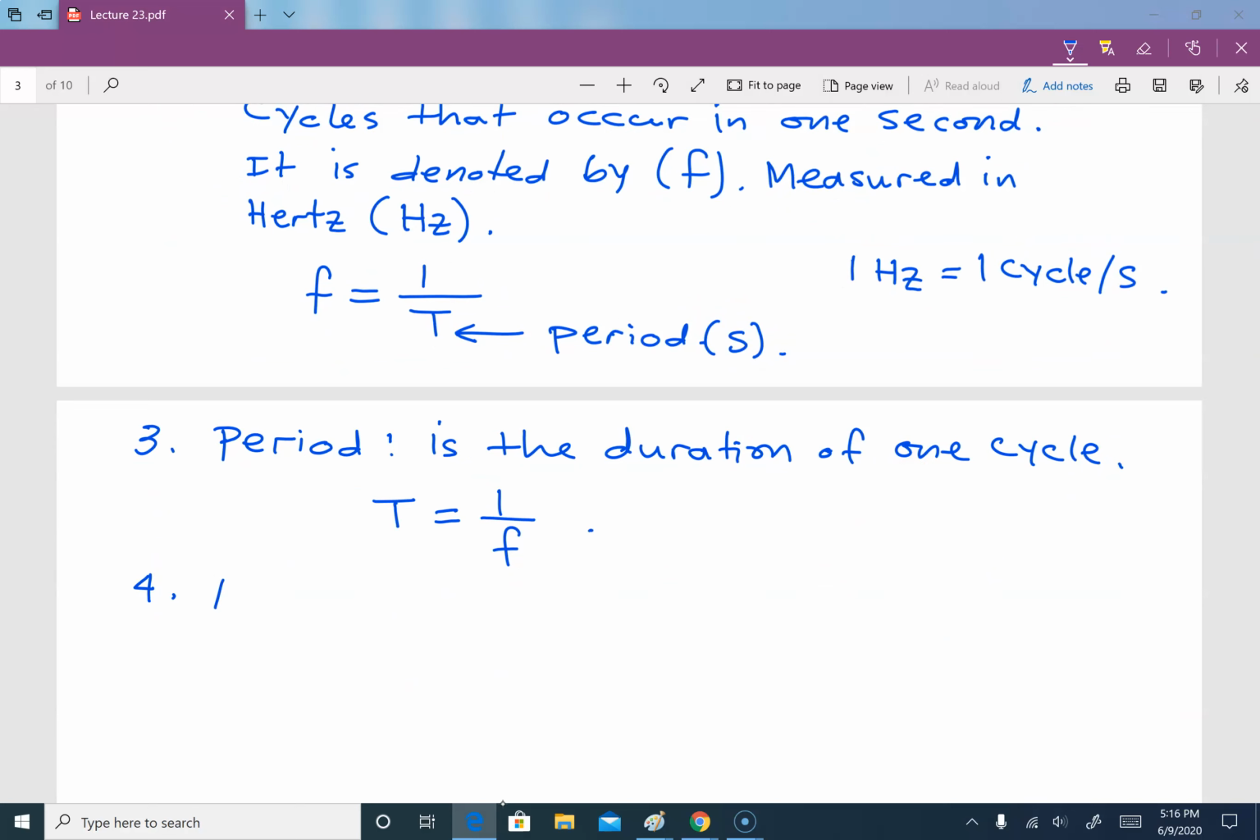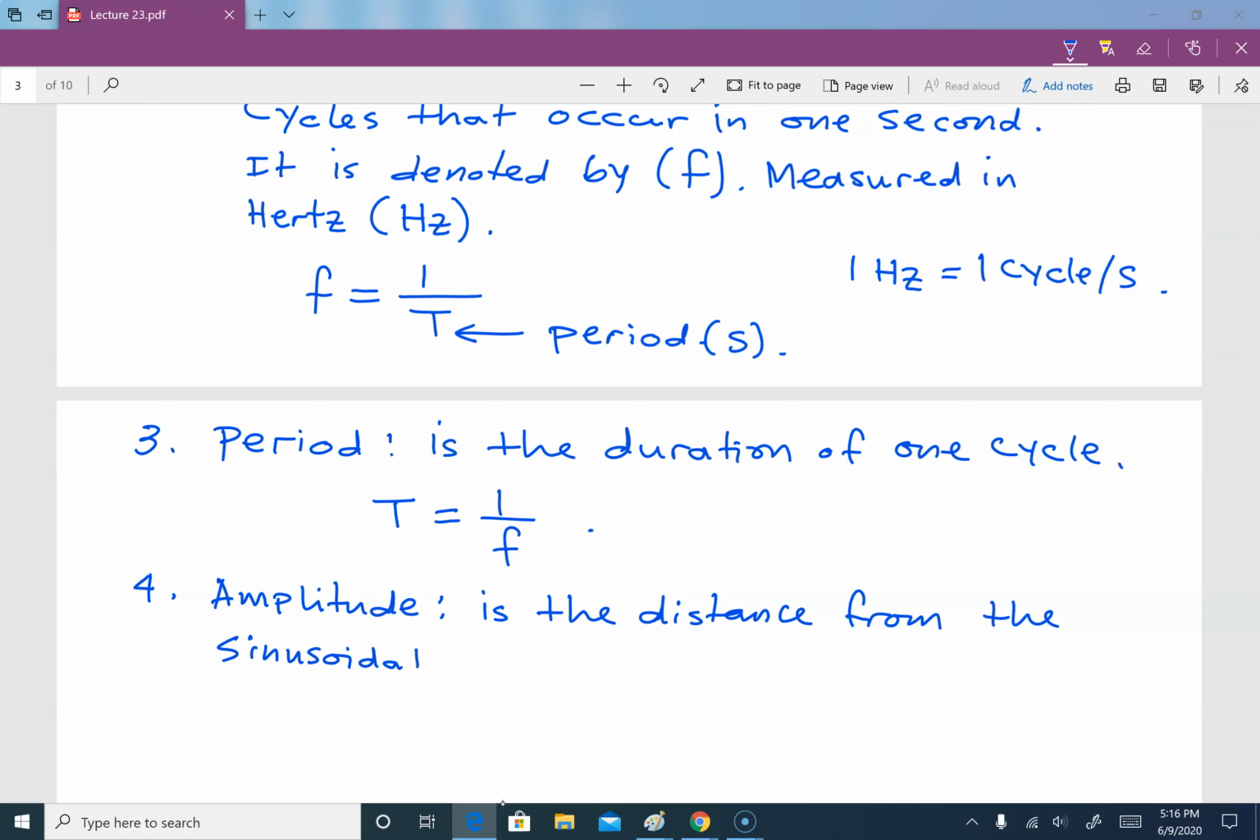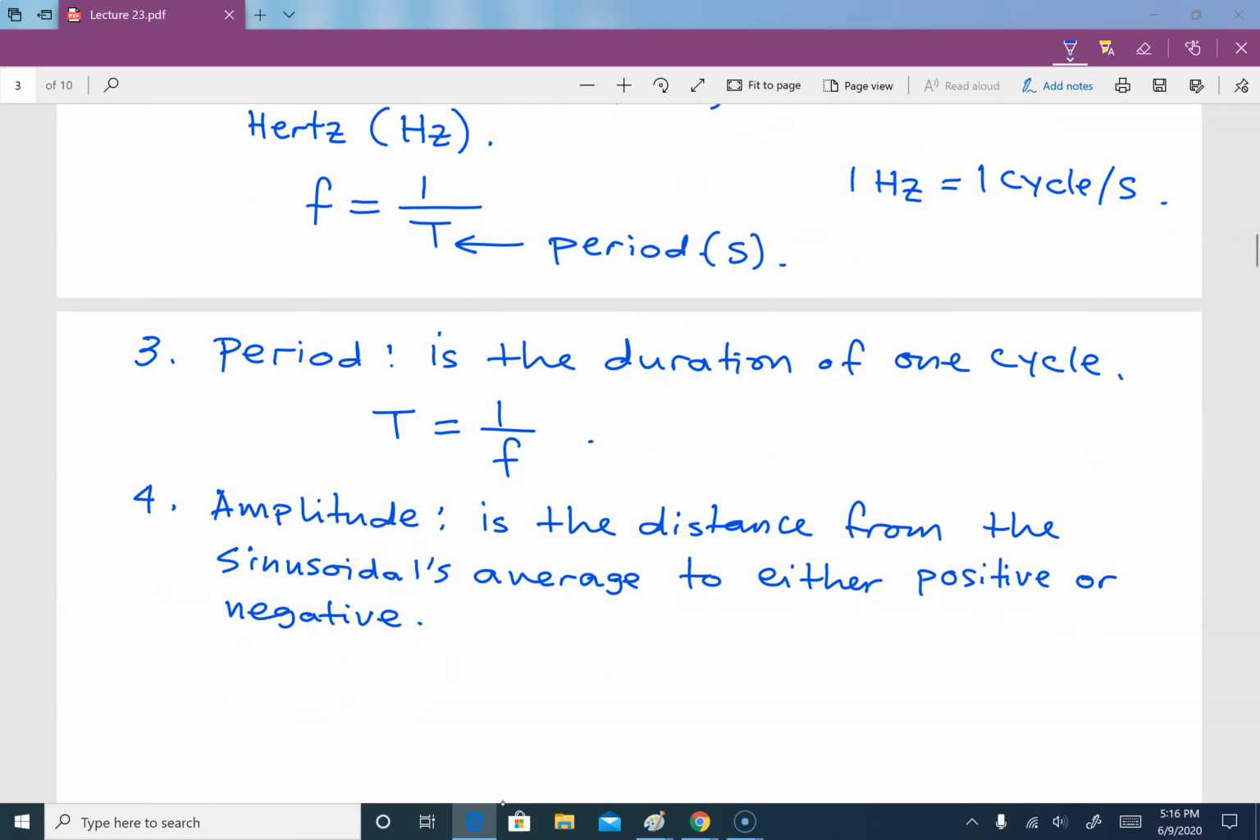Fourth, we have amplitude. This is the distance from the sinusoidal average to either positive or negative. That is the amplitude.